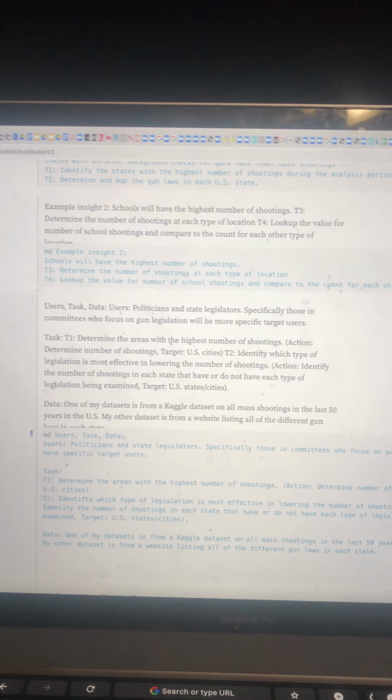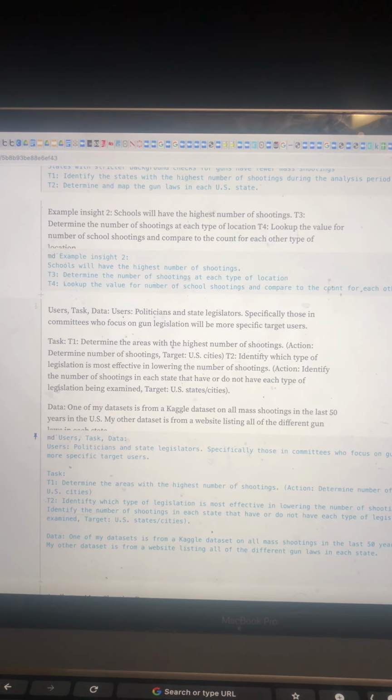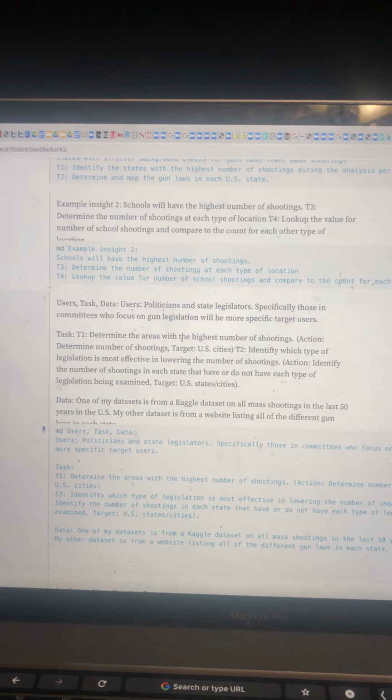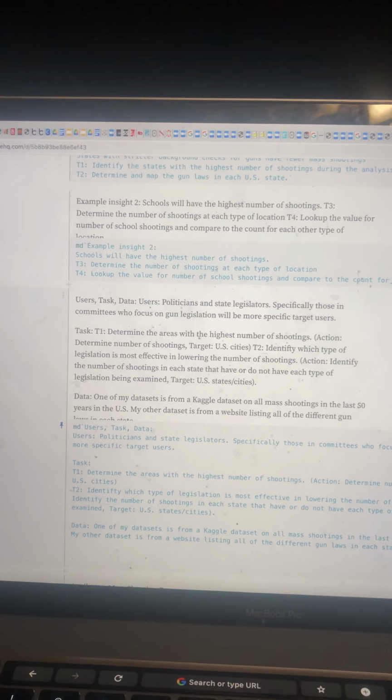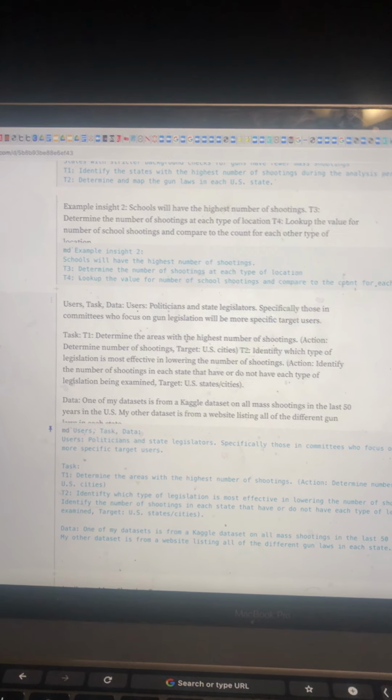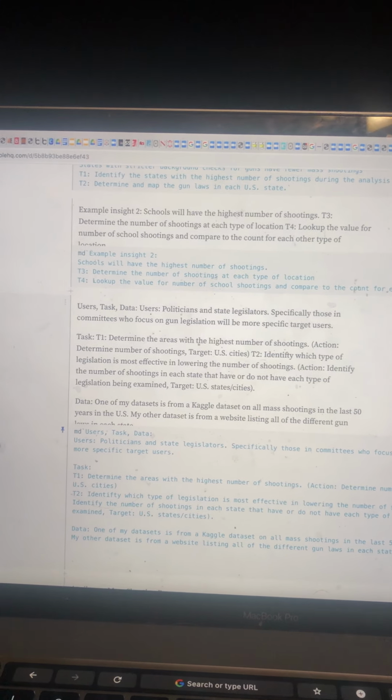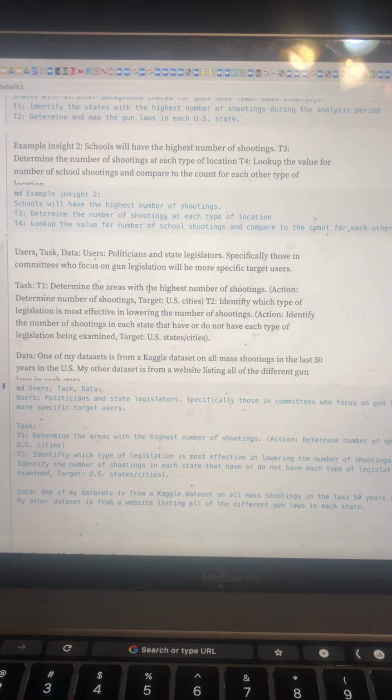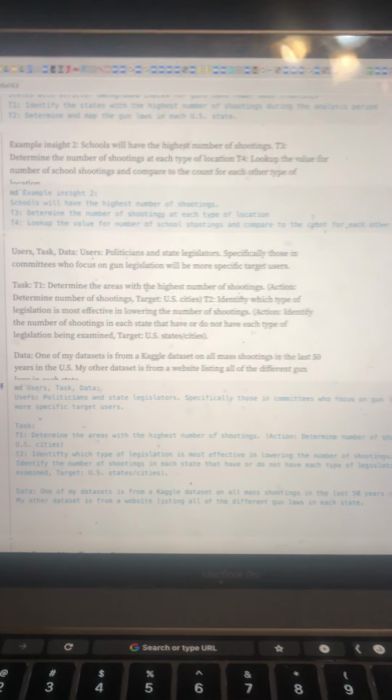But before, we'll talk about some of the users, tasks, and data. So my users will be politicians and state legislators, specifically those who are in committees who focus on gun legislation, who will be the more specific target users. And then within that, we have 2 different main tasks. The first would be to determine the areas with the highest number of shootings, and the action would be determine the number of shootings, and then the target would be the U.S.